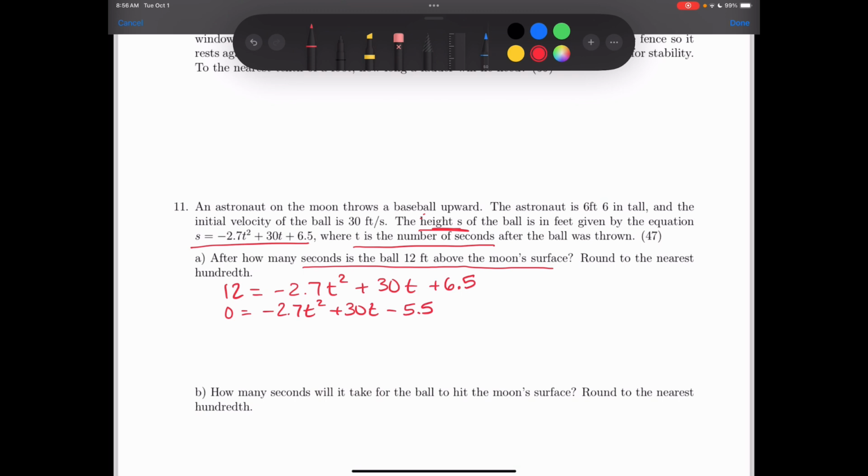Now, is this something I can factor? At least not easily, right? How about complete the square? Am I allowed to complete the square on this one? Yes. You weren't here yesterday, so you probably don't know. The answer is no. I cannot. Why can I not? Because the entire problem isn't squared.